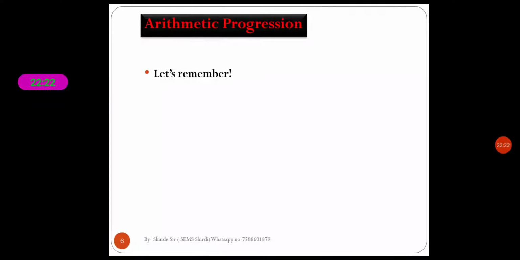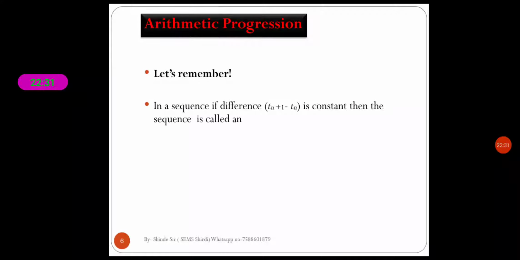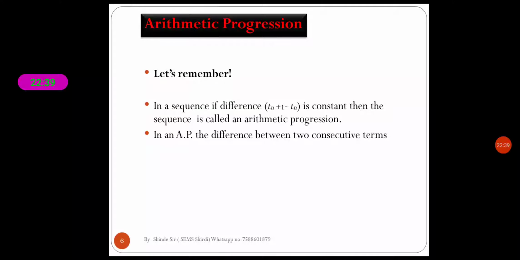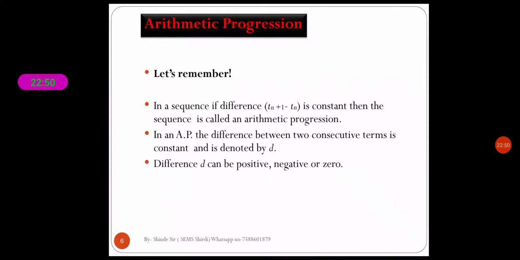First, some topics to remember. In a sequence, if the difference Tn plus 1 minus Tn is constant, then the sequence is called an arithmetic progression. Note that in an AP, the difference between two consecutive terms is constant and is denoted by D. The difference D can be positive, negative or 0. Okay.